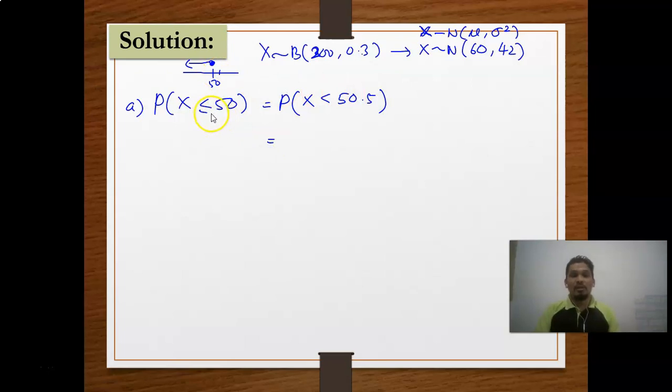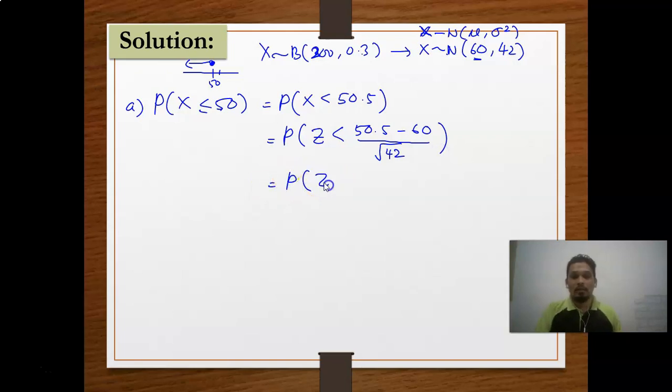Okay, the first step here now is a step for continuity correction. Since we are going from binomial, which is discrete, to normal, which is continuous, the first step is to make a continuity correction, plus or minus 0.5. For this case, it is plus 0.5. So from this X, we go into the standard normal distribution: 50.5 minus mean 60, divided by standard deviation. This is variance, and standard deviation is square root of 42.